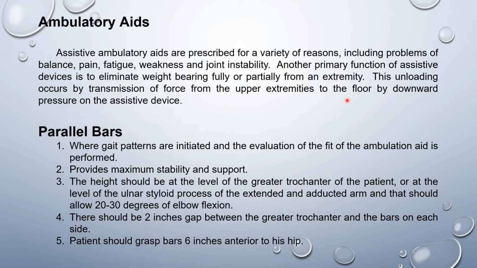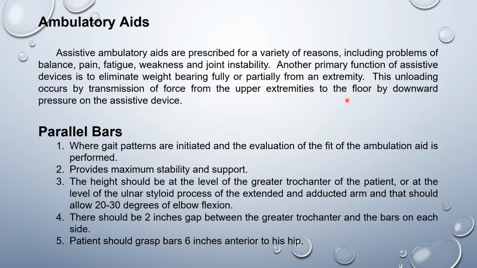So we have, one of its functions is to eliminate weight bearing fully or partially from an extremity. For example, if the left leg is the injured one, the weight should not be given to the left or injured leg, because it can suffer from a poor healing process or worse. Because of the pressure applied on it due to your weight, it could aggravate the condition. Okay, the client's injury could get worse.